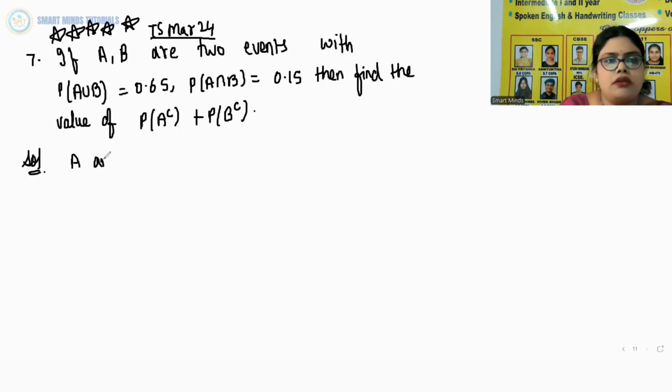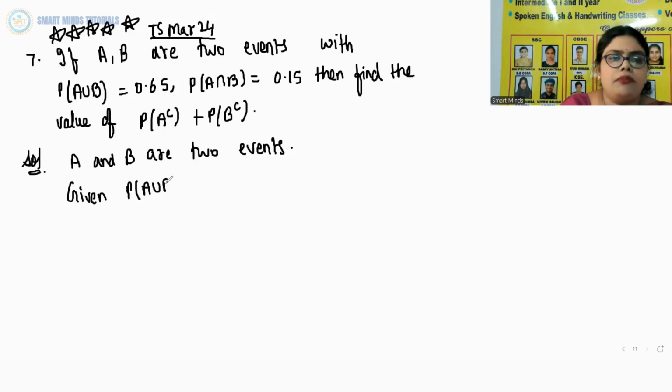Now you see here A and B are two events given. Independent events are not given. Simply events are given. Okay. Now what is given to us? P of A union B is equal to 0.65. P of A intersection B is equal to 0.15.